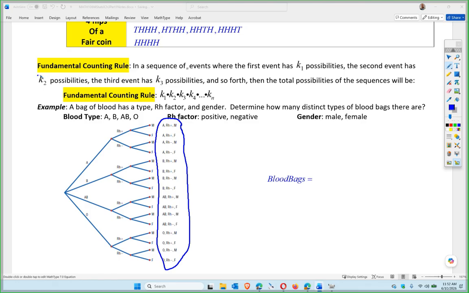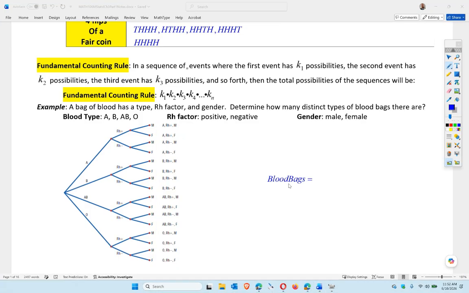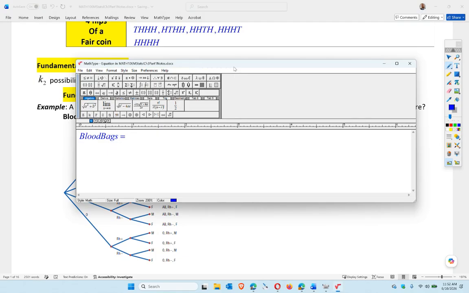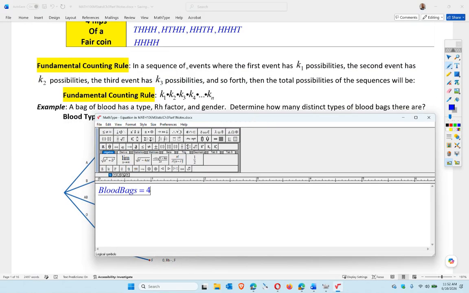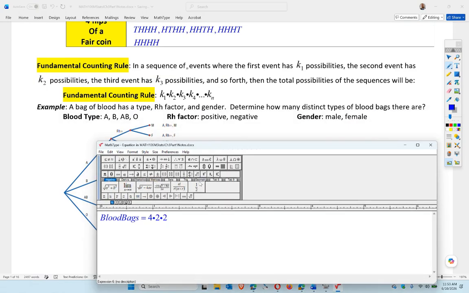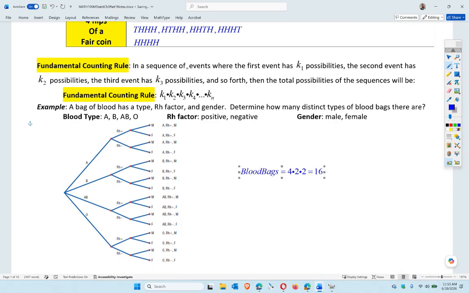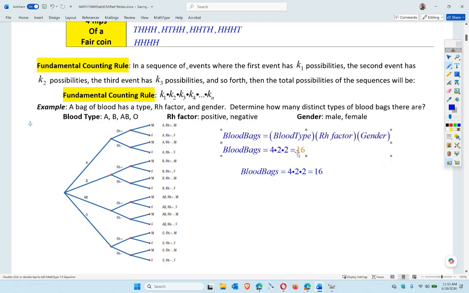I could just use the fundamental rule of counting, okay? So the number of blood bags, essentially here, is going to be 4 times 2 times 2. And why is that? Well, I have 4, 2, and 2 as far as categories, which gives me 16 possible blood bags, essentially, right? Okay, so essentially, blood type times Rh factor times gender is going to give you 16, which you can see all through here is my sample space.